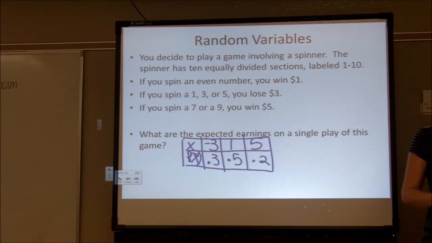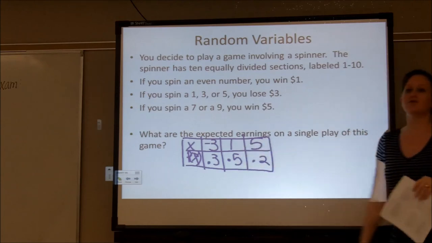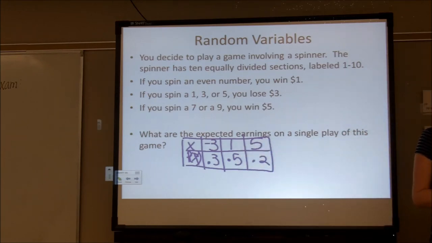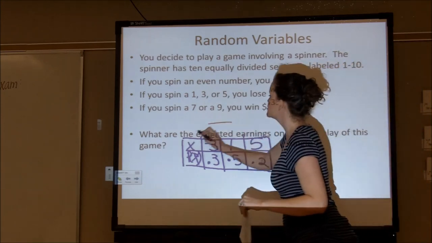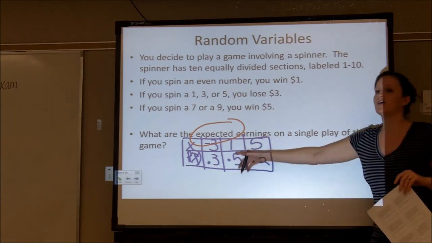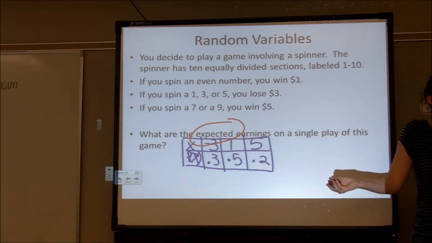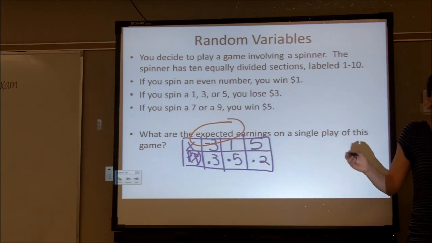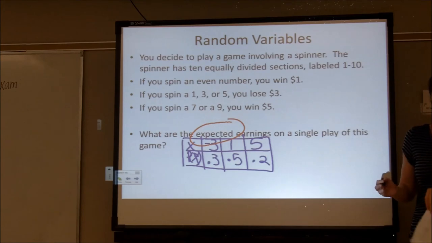Number one wrong answer, $1, because it's the most likely one. That's wrong. That is not what expected means. There was a question like this on the AP exam last year, and about half of kids did that. They just picked the most probable outcome and said, well, that's what I would expect to win. Expected has special meaning in statistics.